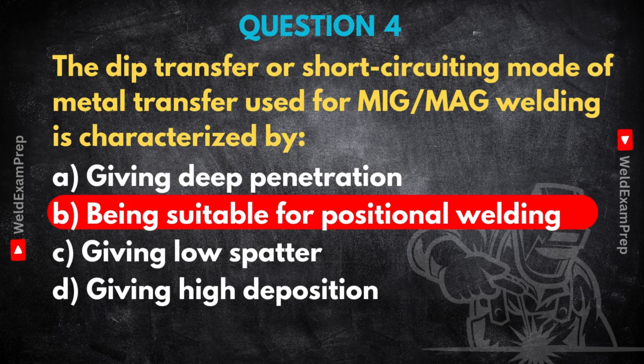Right. Dip transfer is everywhere. What's its key feature, the thing that makes it so useful? The standout characteristic, and the correct answer, is B, being suitable for positional welding. Positional. Okay, why is that? It's all about how the metal transfers. In dip transfer, the wire actually touches the weld puddle, dips in, creating a short circuit. Then the arc reignites briefly, melts off a drop of metal, and the cycle repeats very fast. Okay, dipping in and melting off. Right. The key consequence is relatively low heat input and a small, quite controllable weld puddle. Controllable. Exactly. That smaller, cooler puddle doesn't want to drip or sag as much as a big hot puddle.